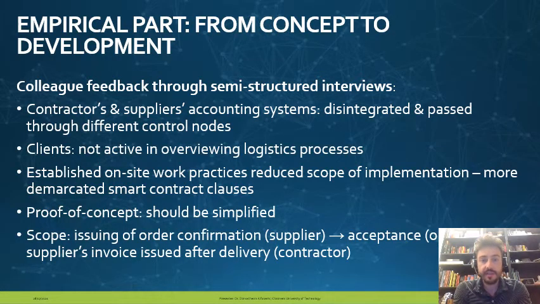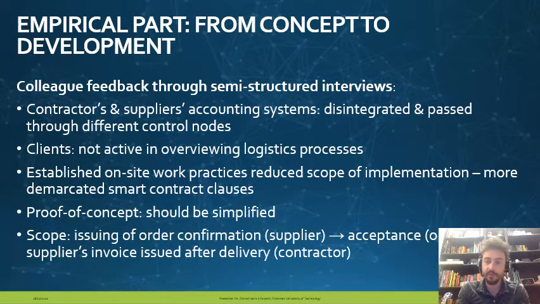And so more demarcated smart contract clauses would have to be conceptualized. And in the same vein, our proof of concept should be simplified. The scope after these simplifications and demarcations would be not the whole downstream construction logistics segment, but rather the issuing of order confirmation from the suppliers to the acceptance or not of this supplier's invoice issued after the delivery by the contractor.